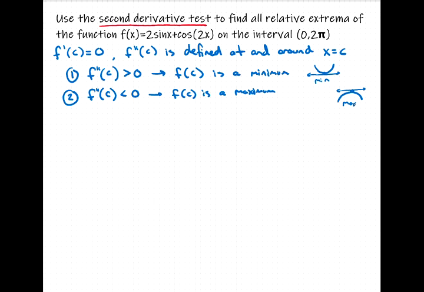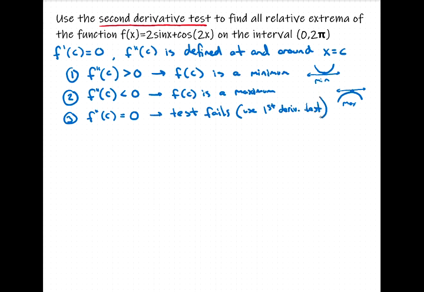Now, this doesn't account for all possible values of c, right? If the second derivative is positive at c, we have a minimum. If the second derivative is negative at c, we have a maximum. But if the second derivative is 0 when you plug in c, the test fails. It doesn't tell you whether or not you have a relative max, a relative min, or neither. So in that case, we would say use the first derivative test.